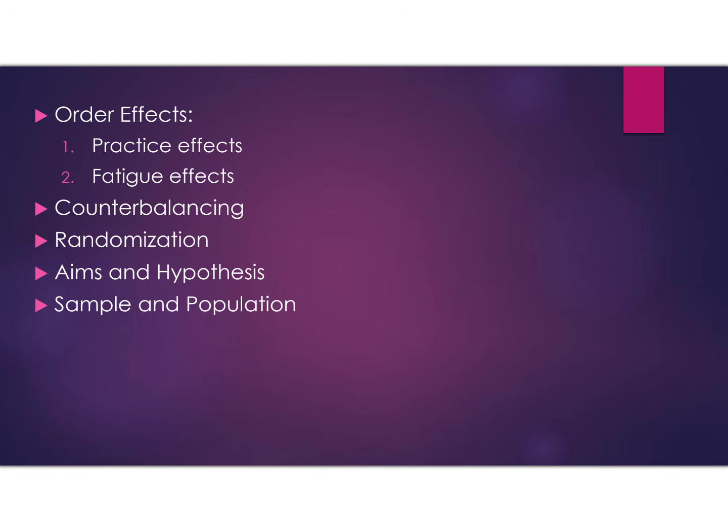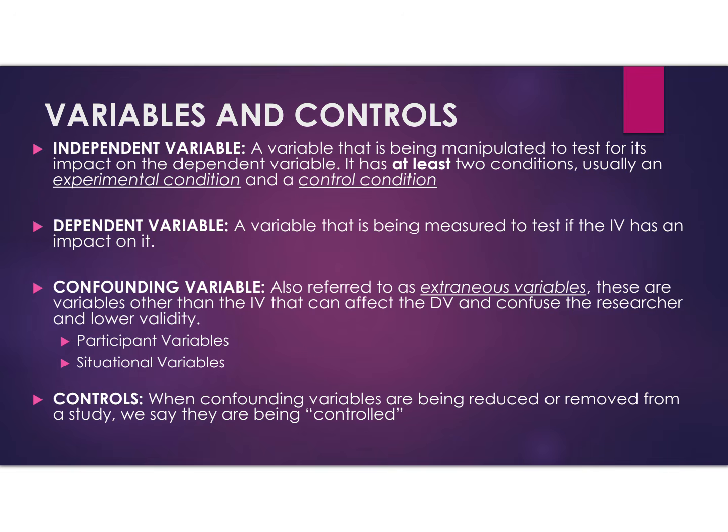So let's start. The first topic which we'll talk about is variables and controls. By now, most of you are familiar with these terms: independent variable, dependent variable. But let's take a look at what the exact definitions are, because we should know the definitions, as this is something that can be asked in paper 2. An independent variable is a variable that is being manipulated to test for its impact on the dependent variable, and it has at least two conditions, which we refer to as an experimental condition and a control condition.